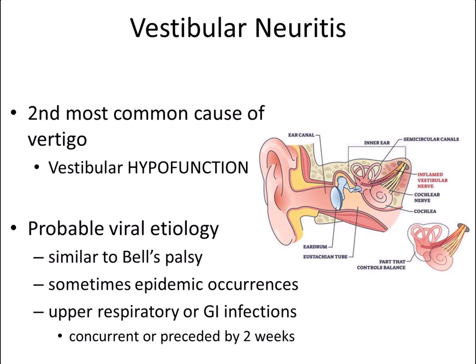Now on to the second most common cause of vertigo, and this is known as vestibular neuritis. It has a probable viral etiology, similar to Bell's palsy, and sometimes epidemics of vestibular neuritis can occur in a particular area. It is often concurrent with or preceded by about 2 weeks by an upper respiratory or GI infection.